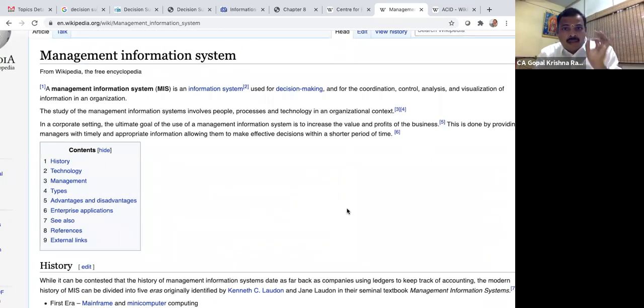Look here. What is an MIS? An MIS is an information system used for decision making and for coordination, control, analysis, visualization of information in an organization. You give a statement. Last before month, the average collection period was 73 days. Last month, the average collection period is 84 days. From 73 days, it has taken 84 days. Am I improving or deteriorating?